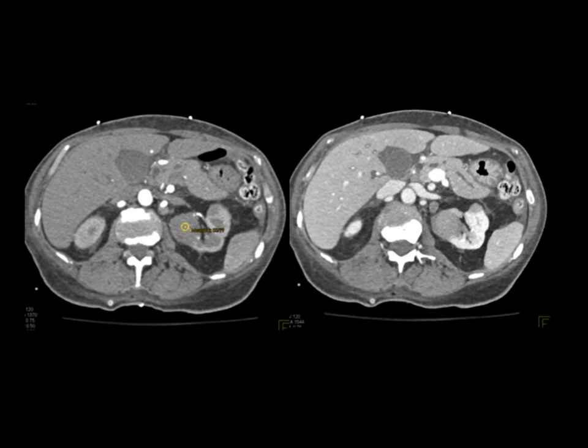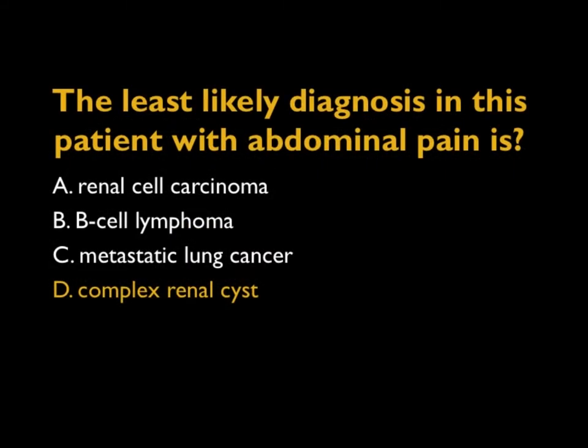So at the end of the day, I've got to think lymphoma. I've got to think renal cell. I've got to throw in there metastatic. But yes, it could be a complex cyst, but that's probably going to be the least likely diagnosis. I'm thinking malignancy all the way.